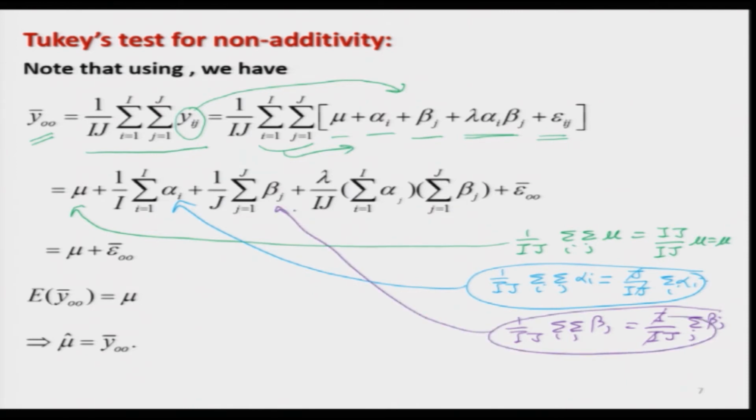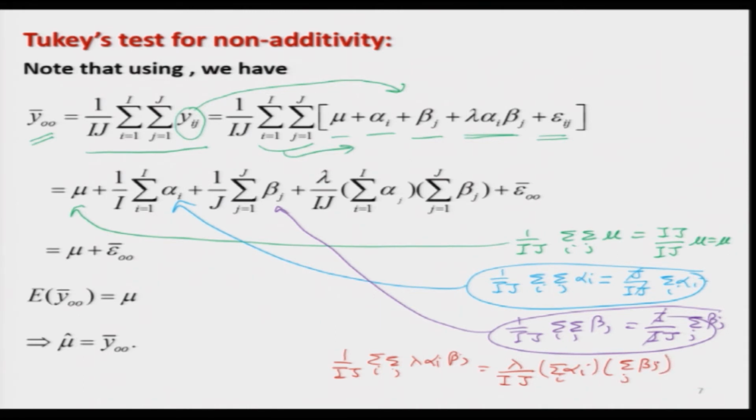Now, you see the most important part, what is going to happen. When you consider the term 1 over I j, double summation, say lambda times alpha I beta j, summation over I and j. So this becomes lambda upon I into j, and this I can write down as summation alpha I, summation over I, and summation beta j, where the summation is over j.